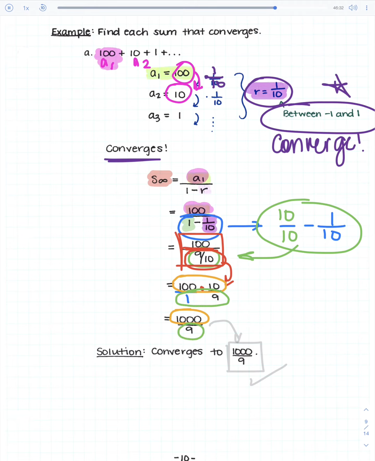And that's the value that your sum is going to converge to. It converges to 1,000 over 9. And that doesn't reduce, so you're just all set. Your sum converges and it converges to 1,000 over 9. As long as your fraction is reduced, just leave it just like that.